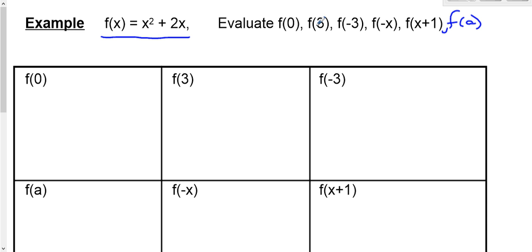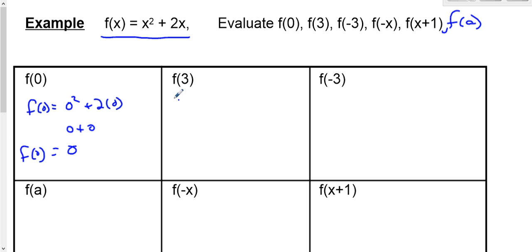So we want to evaluate the function at these 6 values: 0, 3, negative 3, a, negative x, and x plus 1. So all we do is plug in our values in place of x and get an answer. So for 0, we're going to have f of 0 is equal to 0 squared plus 2 times 0. Well, 0 squared plus 2 times 0 is 0 plus 0, which is equal to 0. So the function evaluated at 0 is equal to 0.